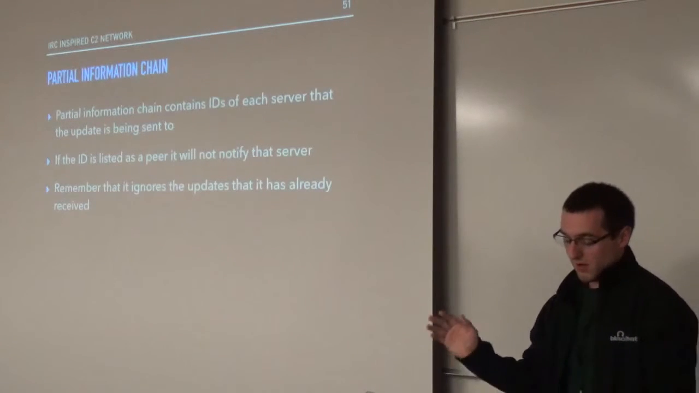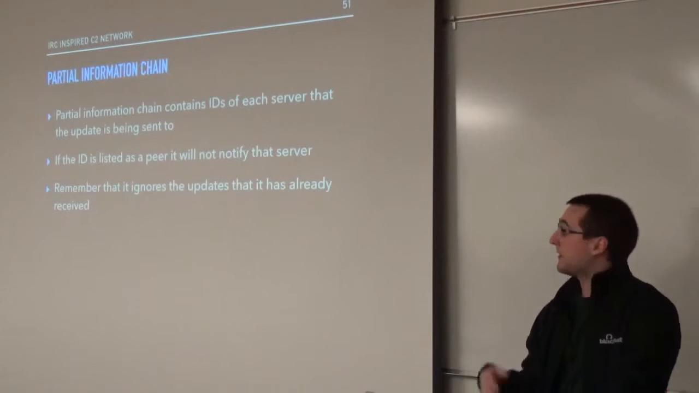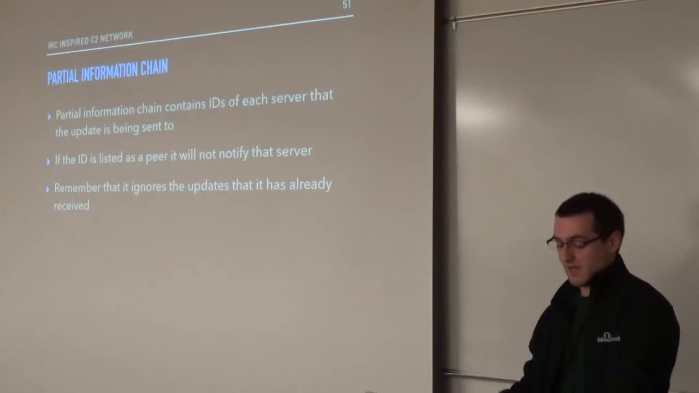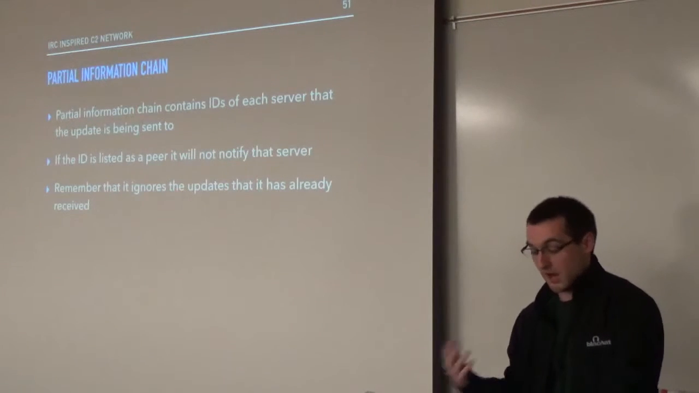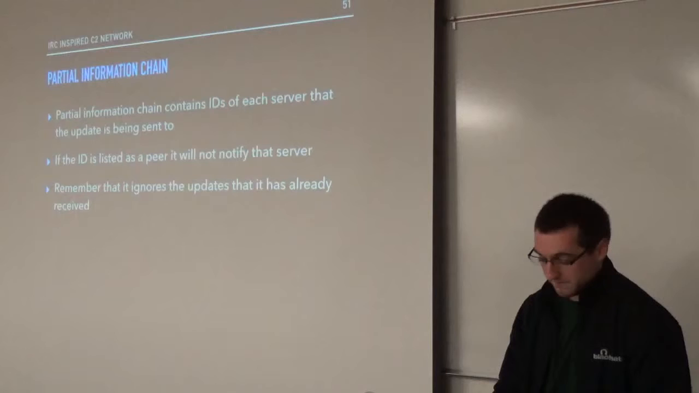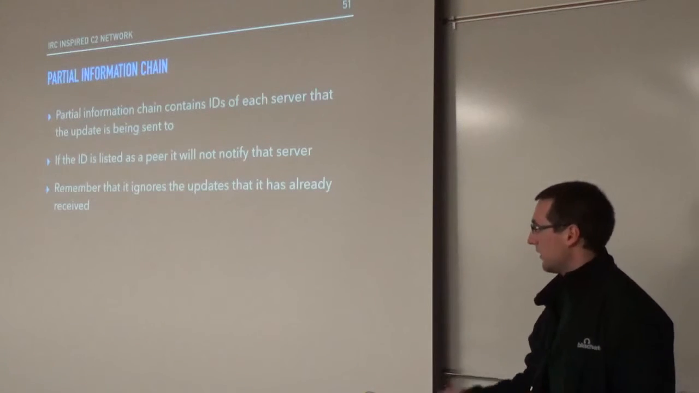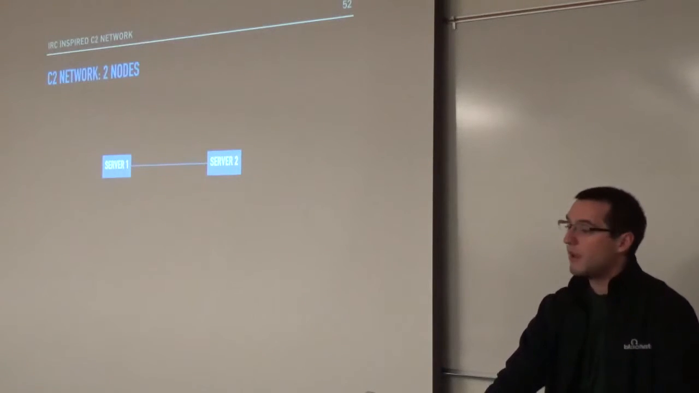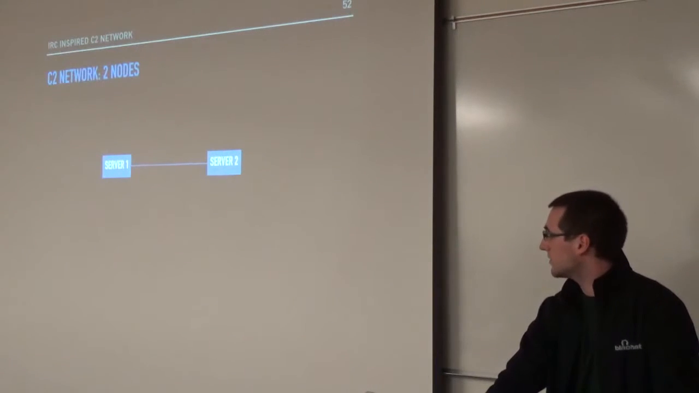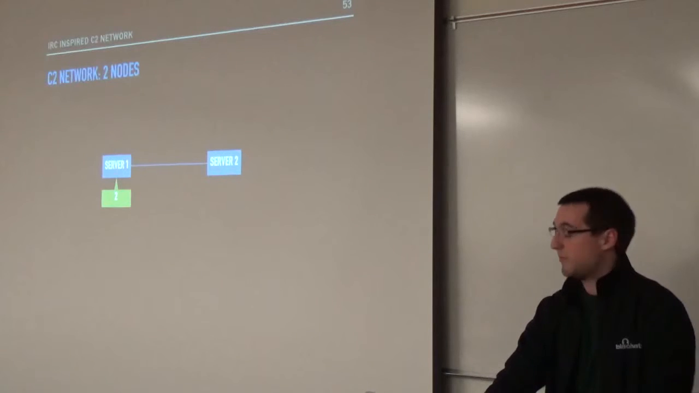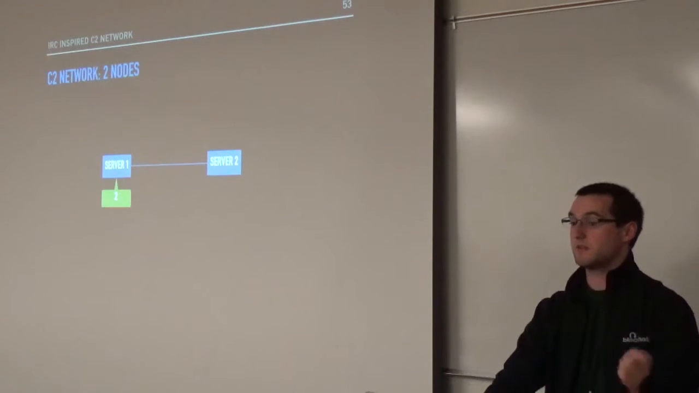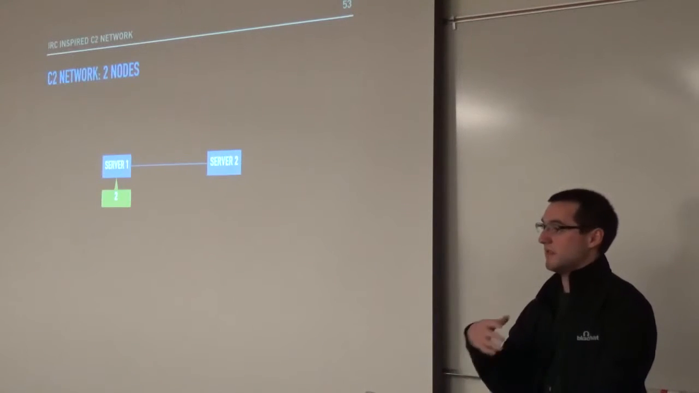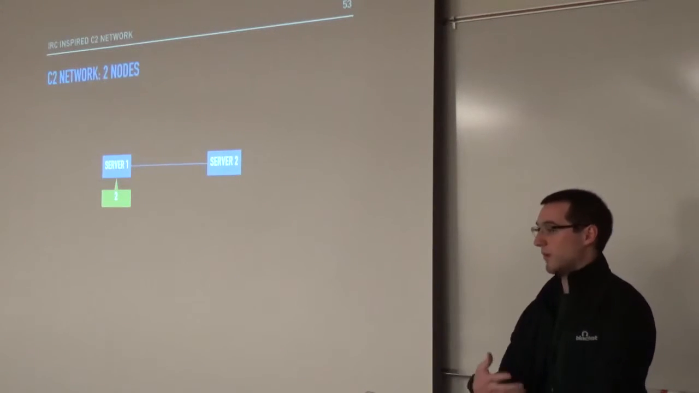So more information on the partial information chain. It's going to be containing the IDs of the server that the update's being sent to, and if the ID is listed as a peer, it's not going to notify that server, and it's just remember that it's ignoring duplicate updates silently. So let's take the simplest network that we can have, 2 nodes of the C2 servers, right? We have a message with the partial information chain set to 2 because that's the destinations currently. You can think of the partial information chain as the destinations for all the messages or multicast.